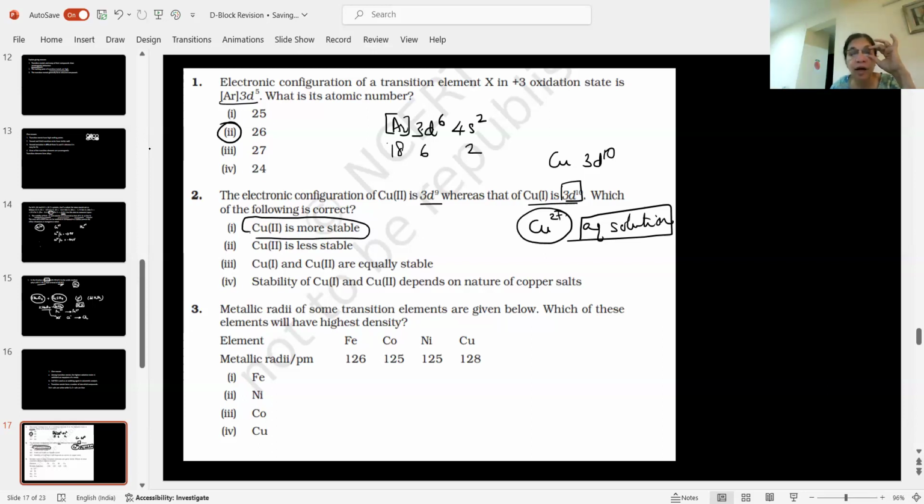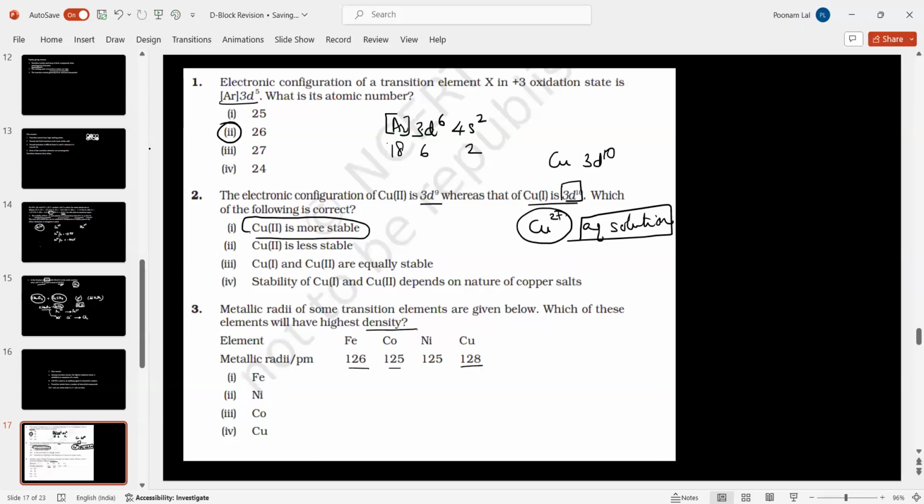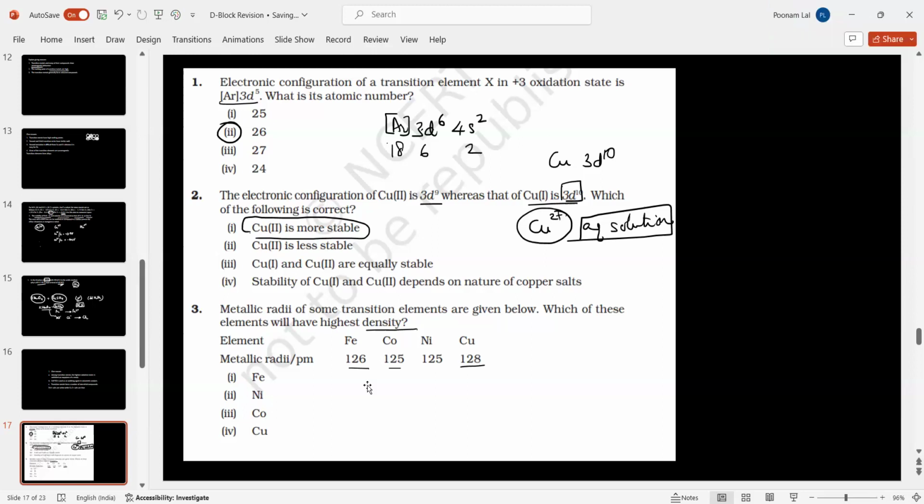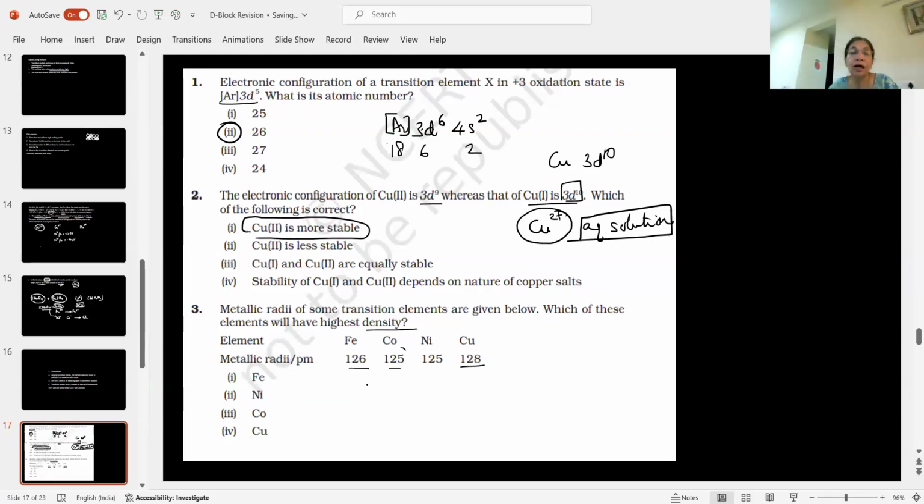Then metallic radii of some transition elements are given. Which of the following will have highest density? Density is mass by volume. Tell me, is it iron? Iron, miss, option 1. Because density is mass by volume. Volume only has radius in it, so it is inversely proportional. But mass, which has higher mass?